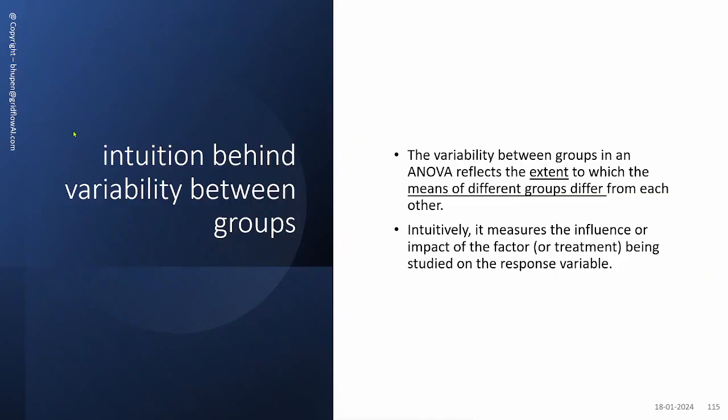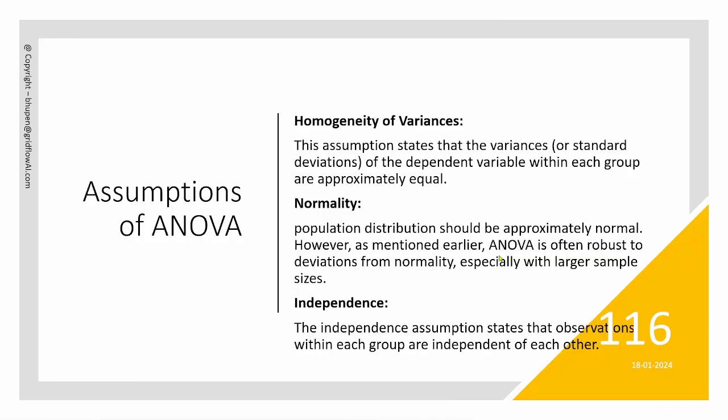After this, we'll look at the intuition behind the variability between the groups. Here we intend to find out to what extent the means of the different groups differ from each other. Intuitively, it measures the influence or the impact of the factor being studied, for example weight gain or weight loss, and you're looking at multiple factors. Combining these two, you're going to get the final result of ANOVA. You're going to get the test statistic and also the p-value.